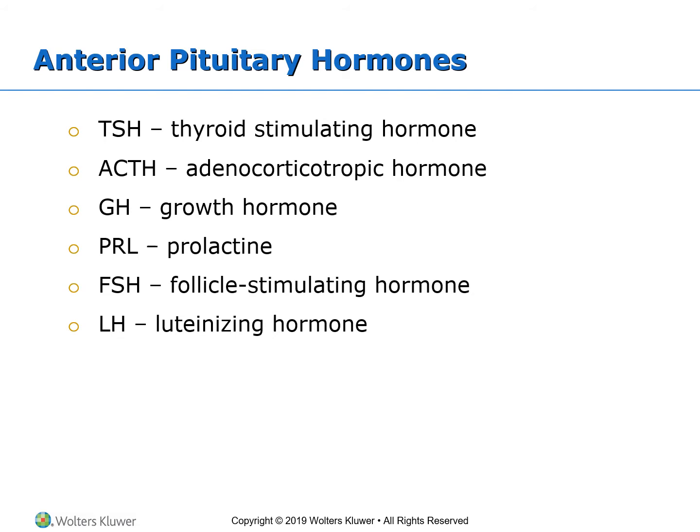So I'll start with the first one on the list. It's called thyroid stimulating hormone, or thyrotropin, that will stimulate the thyroid gland, that will produce T3 and T4, the thyroid hormones. We have the adrenocorticotropic hormone, or ACTH, that will stimulate the adrenal gland.